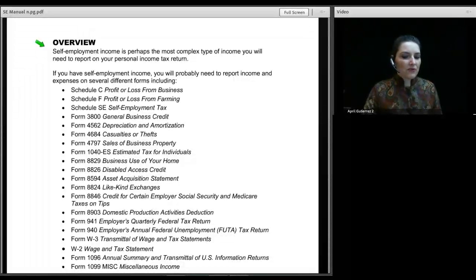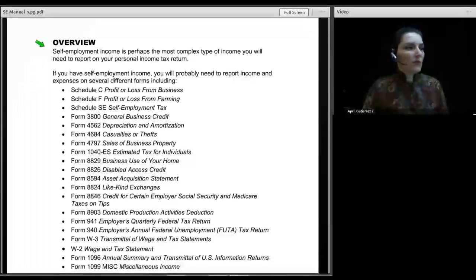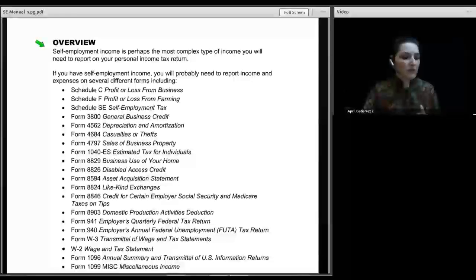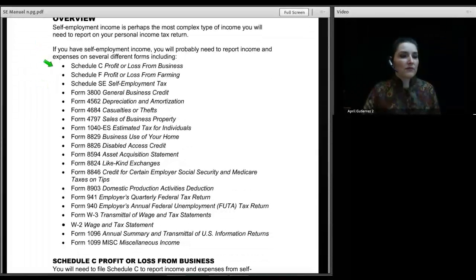So we've kind of started with an overview already by saying that Schedule C, or self-employment, is among the most complex forms of income you will need to report on your tax return, and that when you report self-employment income, you will need to report it on at least one form and probably many other forms as well. So let's go through a list of all of the forms that are known to be associated with self-employment, starting with Schedule C itself, which is the profit or loss from business, followed by Schedule F, the profit or loss from farming. Then, of course, we have Schedule SE, which is prepared for self-employment tax.